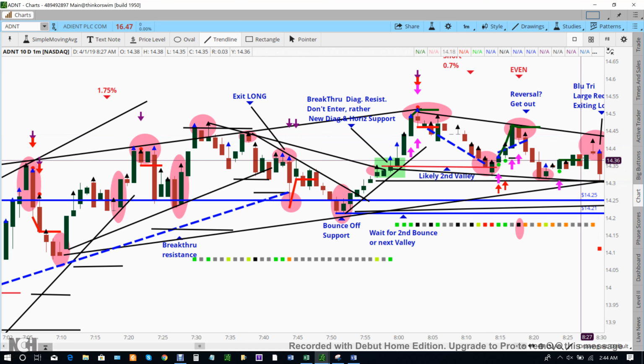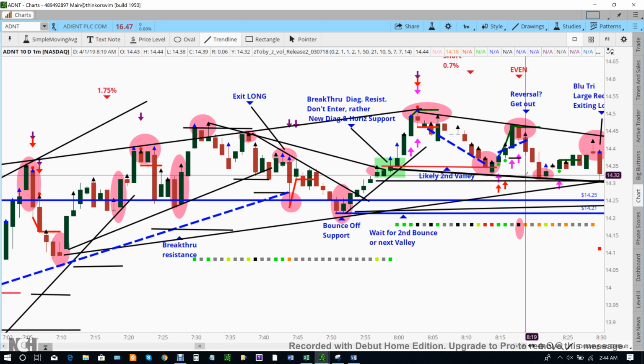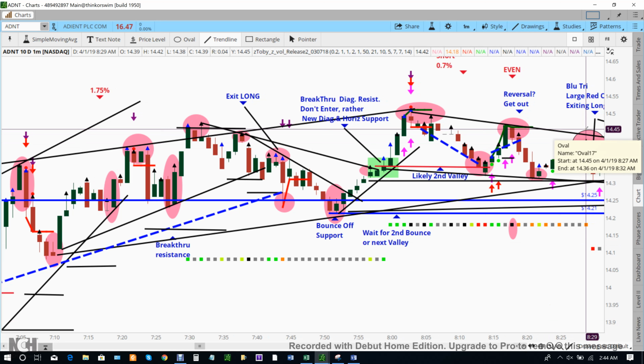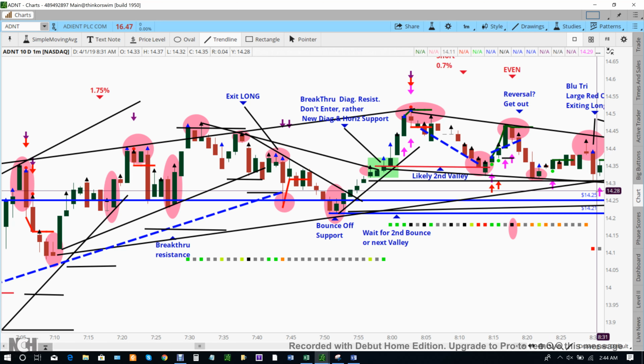And so now we have, I think it's called a squeeze, right? The squeeze means the lows and the highs are getting closer together. And so at some point we might want to do an OCO, right? If it breaks above this resistance line or breaks below it, right?